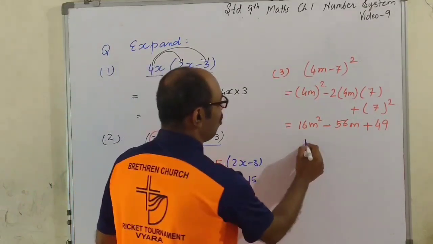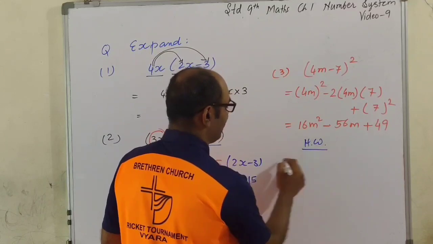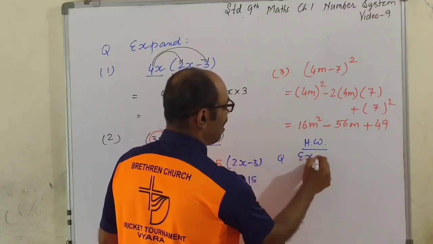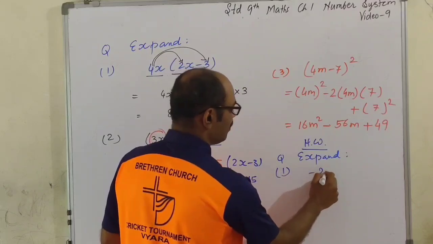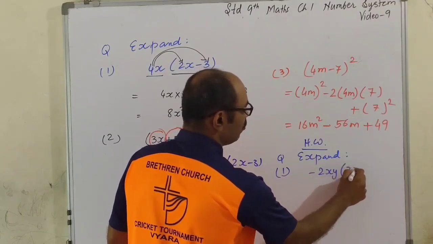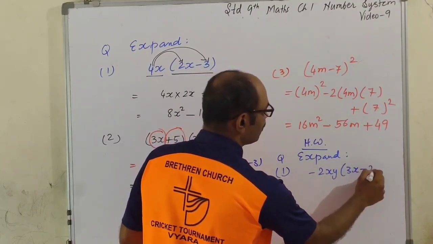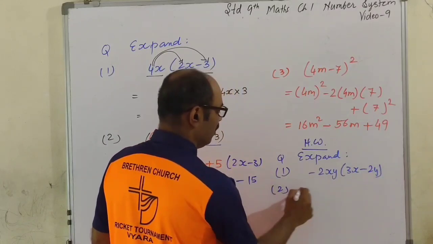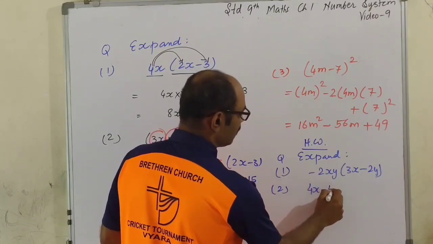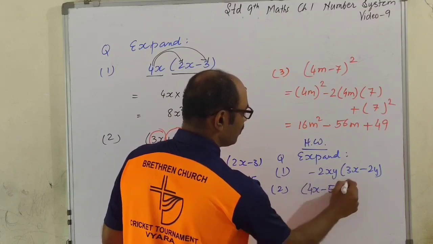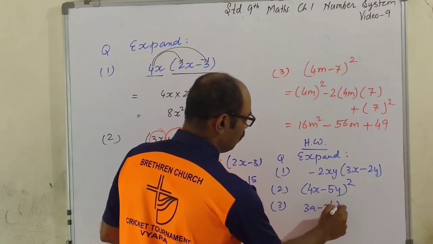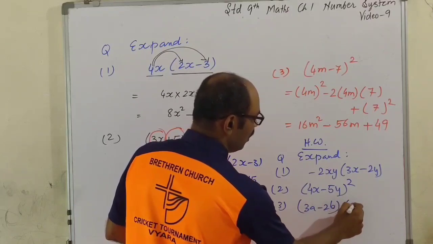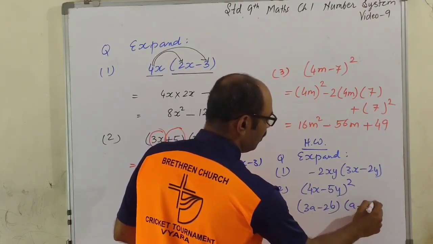So here is your homework. Do this practice. Question is expand. I'm giving you only 5. First, minus 2xy into 3x minus 2y. Second, 4x minus 5y whole square. Third, 3a minus 2b into a minus 3b.